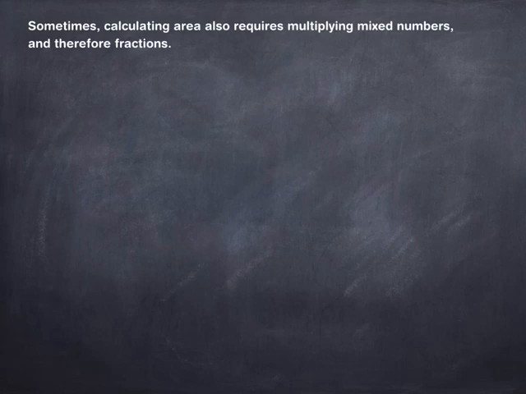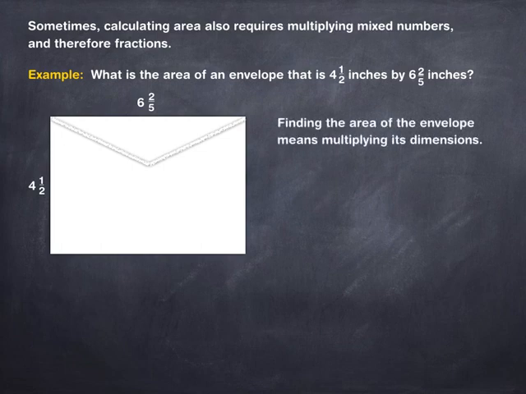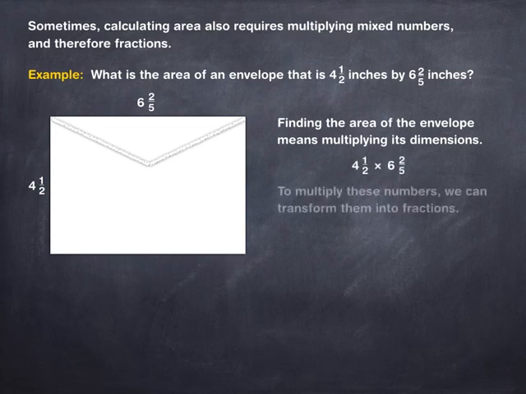Sometimes, calculating area also requires multiplying mixed numbers, and therefore fractions. Example: what is the area of an envelope that is 4½ inches by 6 2/5 inches? Finding the area of the envelope means multiplying its dimensions: 4½ times 6 2/5. To multiply these numbers, we can transform them into fractions.